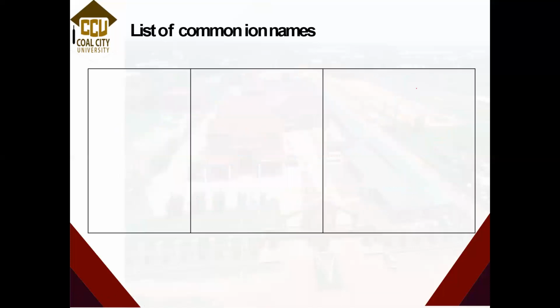Let's see some common ion names. We have Cl minus for the monoatomic ions. We have Cl minus, that's chloride. S2 minus, that's sulfide. You can see they are anions, so we are using the ide to signify them. They always end with the suffix ide. For P3 minus, we have phosphide.